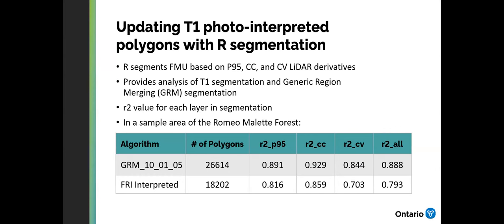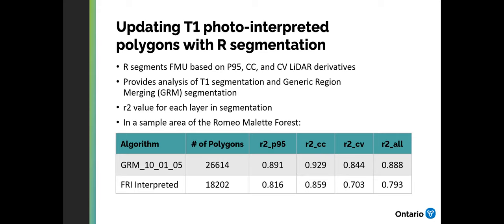Shifting to another key research area that we've been working on over the past year with Ethan Berman out of UBC: looking at whether we can use segmentation and some imputation models to assess our T1 inventory polys that were photo-interpreted. We looked at a number of different LiDAR derivatives, or metrics, to assess that data against, and came up with P95 and crown cover and coefficient of variation as the main metrics.